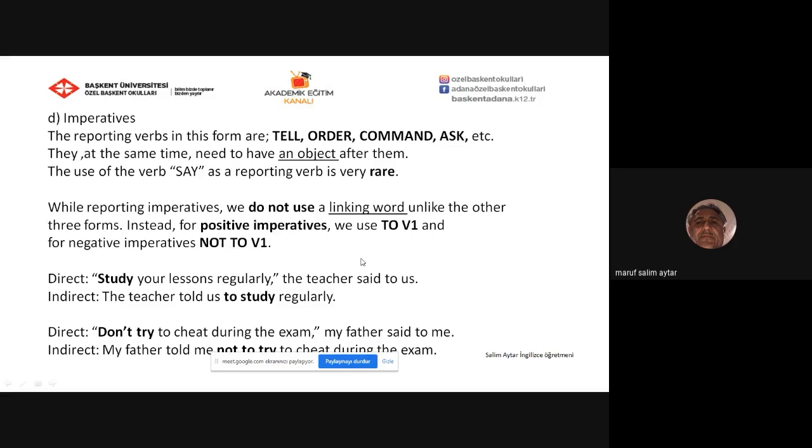Study your lessons regularly, the teacher said to us. The teacher told us to study regularly. Don't try to cheat during the exam, my father said to me. My father told me not to try to cheat during the exam.